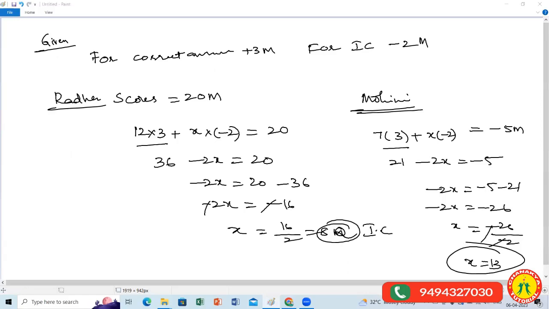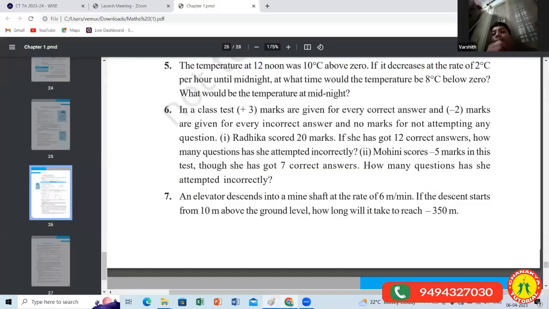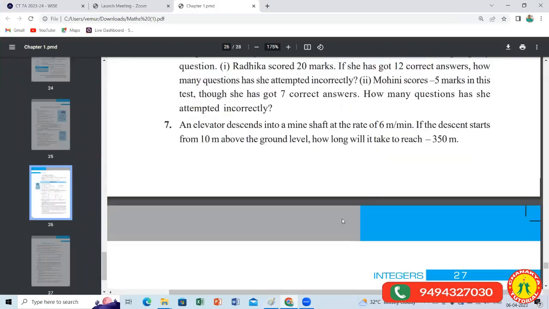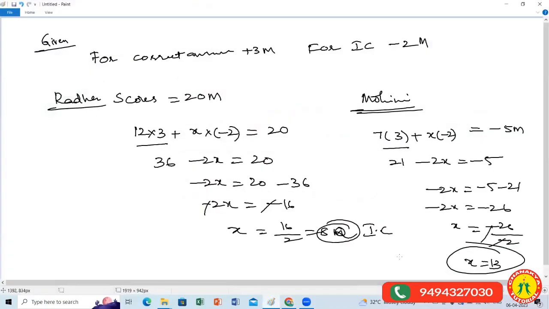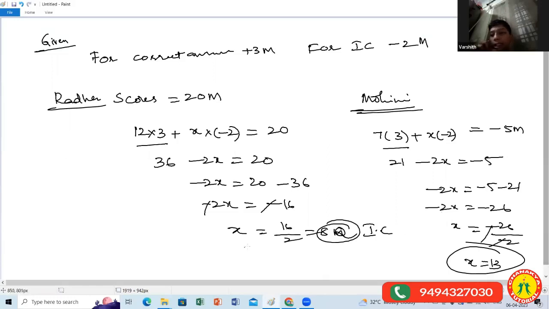Okay. Yes, ma'am, understood. Anubhav, hope you understood this calculation. Yes, ma'am. Any doubt, Varshit? No, ma'am, no doubt. Any doubt on the simplification, the transposition method, here to there, there to here? No, ma'am, no doubt. Very good.